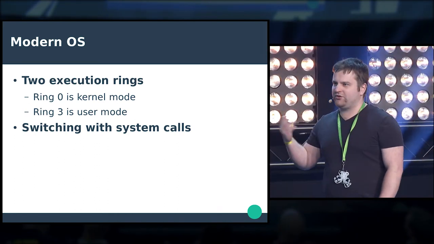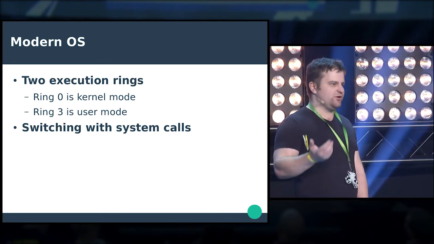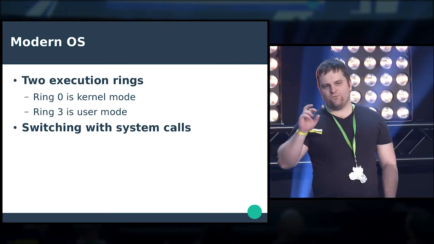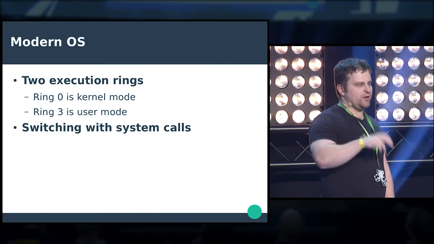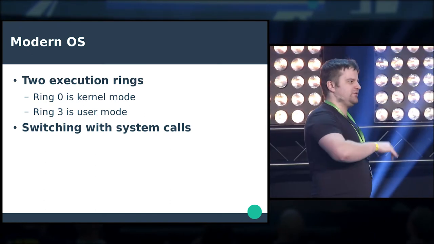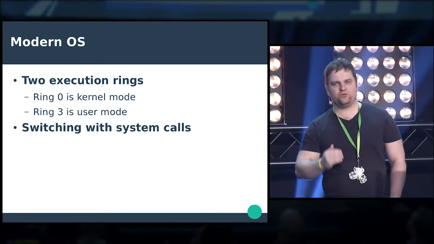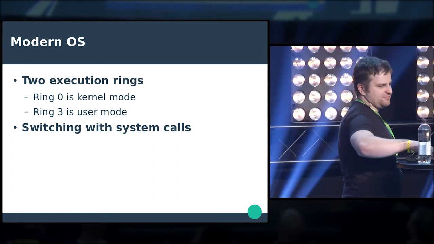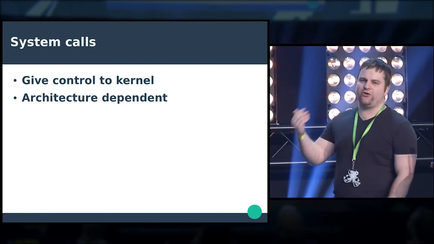Ring 3 contains, well, the user code, your programs, your browsers. Ring 0 contains the kernel. And for switching between them, there are system calls. If a usual computer program wants to do something that is inside the kernel functionality, it will make a syscall to the kernel, and the kernel then does anything that it wants or needs. So system calls give control to the kernel.